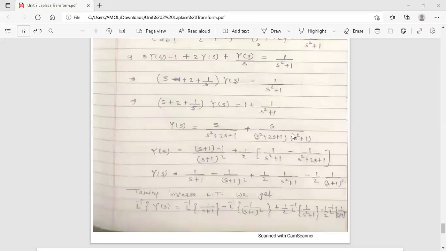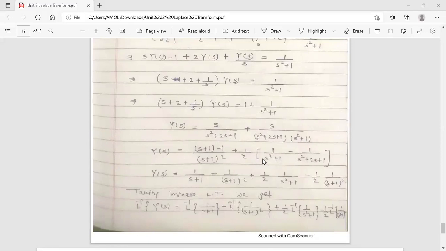Now you separate these two terms. How to separate these two terms? It's just a rearrangement. You write 1 upon s square plus 1 minus 1 upon s square plus 2s plus 1. If we do the cross multiplication, we get 2s upon s square plus 2s plus 1 into s square plus 1. 2s, but in the original term it is s, so multiply and divide the term by 2. So here it is 1 by 2 into 1 upon s square plus 1 minus 1 upon s square plus 2s plus 1. So we can write this complete term s upon s square plus 2s plus 1 into another bracket s square plus 1 like this.